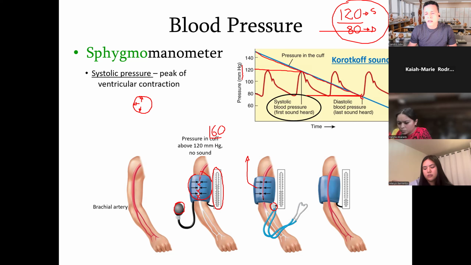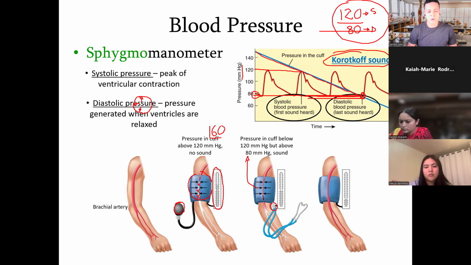the pressure inside of the cuff is the same as the diastolic blood pressure. And now we're going to look at the gauge right here and see where the needle is. And this is going to be our diastolic blood pressure. At this point right here, we're going to hear the last Korotkov sound. From then on, we don't hear anything anymore. Okay? And that is going to be the indication of our diastolic blood pressure. So once again, the systolic blood pressure is the peak of ventricular contraction. Diastolic is the pressure generated when the ventricles are relaxed. Okay.